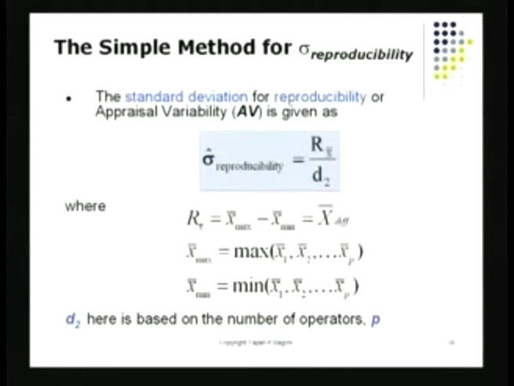The first D2 actually came from the number of times I repeated my measurements using the same gauge. I measured the same part n number of times. And here I've got different operators. So I've got P different operators, and notice here I've got P there. P different operators used the same gauge and they produced readings.